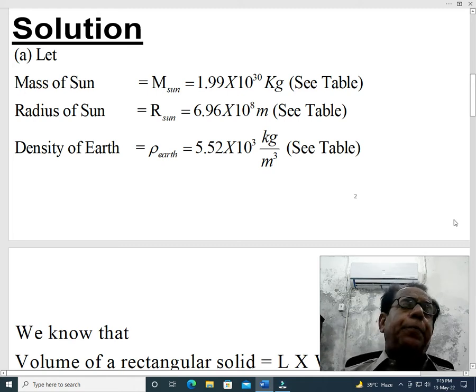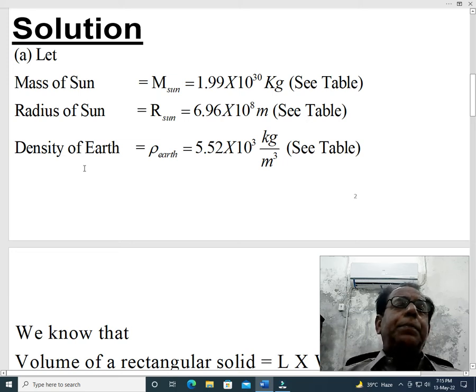Let mass of sun equal to m sun, where sun is written as a subscript of m, is equal to 1.99 into 10 raised to the power 30 kilogram. See table, we have already seen this table, so the matter is quite clear. Moreover, radius of sun is equal to r sun, where sun is written as a subscript of r, is equal to 6.96 into 10 raised to the power 8 meter.